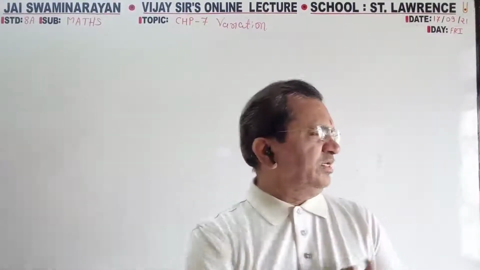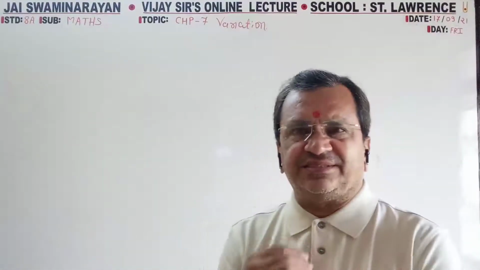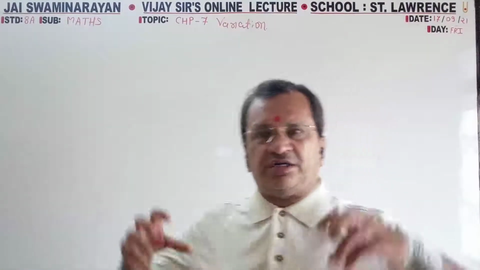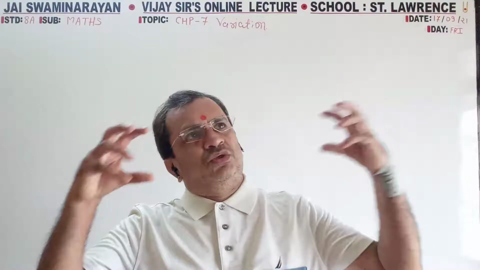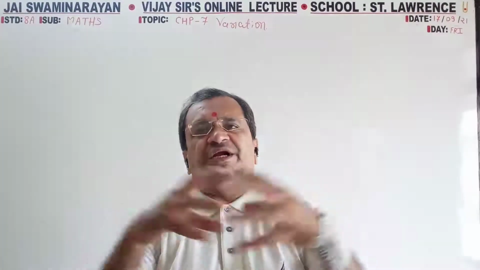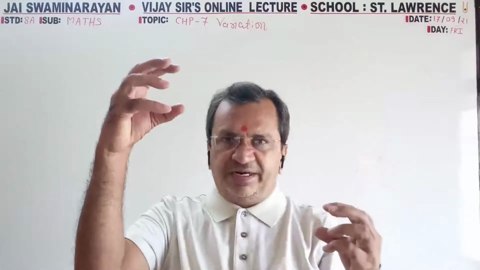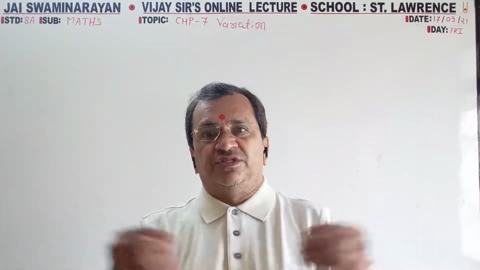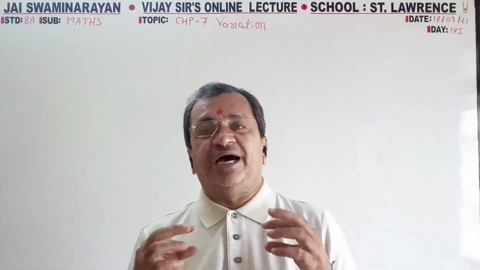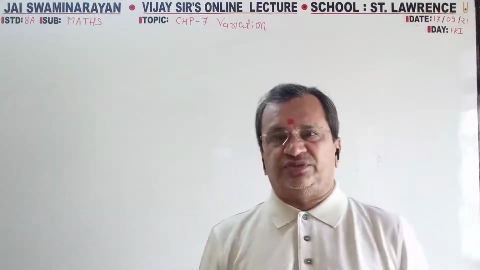Okay, good morning students. 8B maths class, chapter number 7, variation. Variation means what? Two numbers which are interrelated. If one number increases, the second number increases. If one number decreases, the second number decreases. This is the variation. Direct relation, directly proportional.